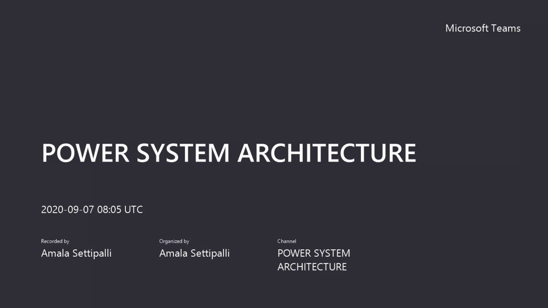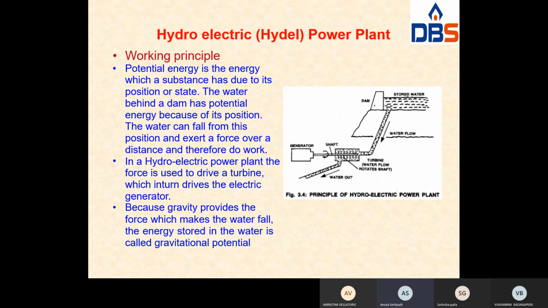Hydroelectric power plant: how it works, and what are the advantages and disadvantages of a hydroelectric power plant. Hydro, as the name itself indicates, is nothing but water. Here, from water, you are getting electrical energy.